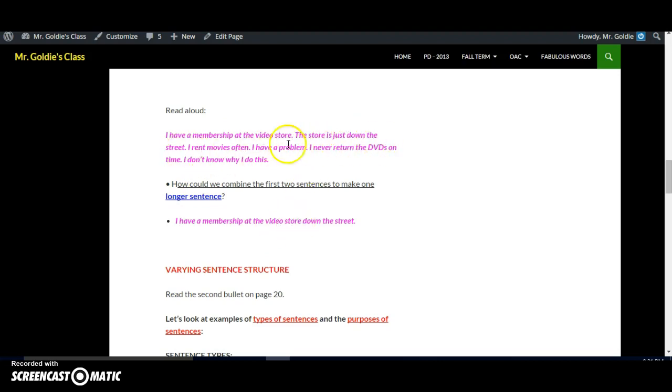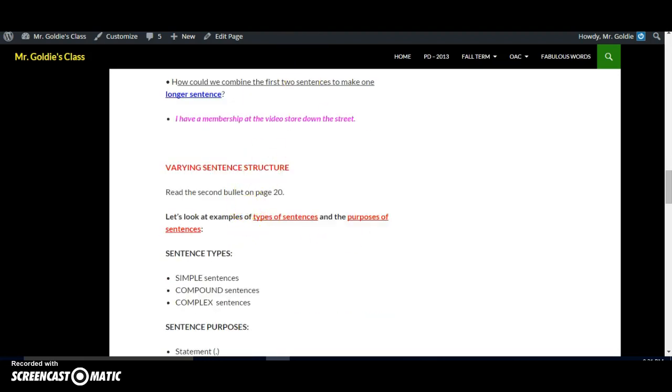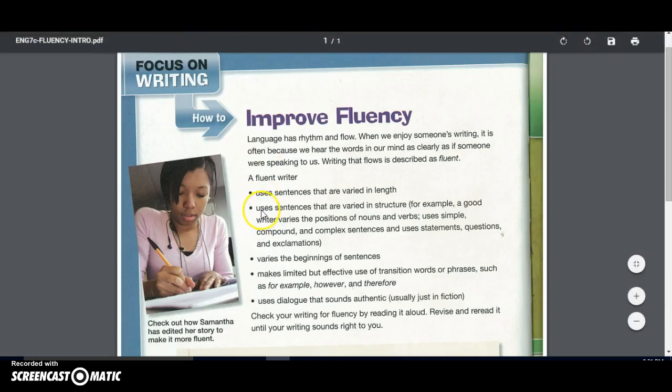The store is down the street. You don't have to repeat the store is. Okay, so this makes the sentence flow smoothly. Do you see that? Also, by taking out the period, you completely take out a full stop in the sentence. So, of course, it's going to flow because there's no stopping. Okay, the next strategy. A fluent writer uses sentences that are varied in structure.